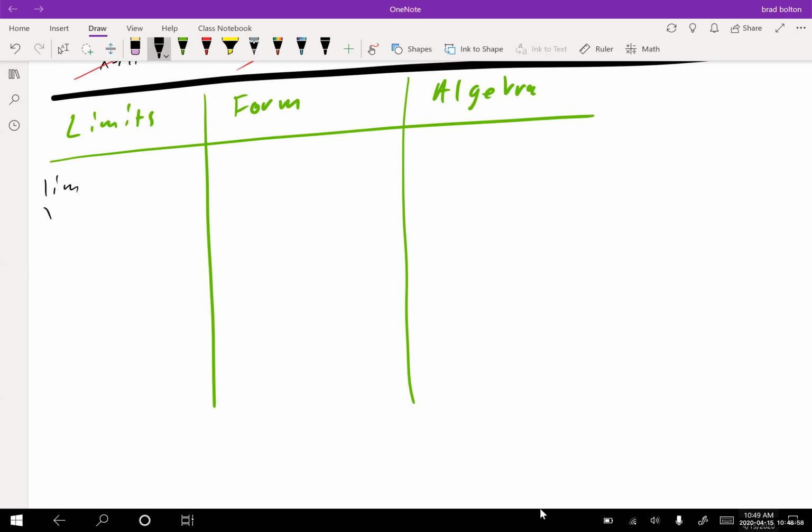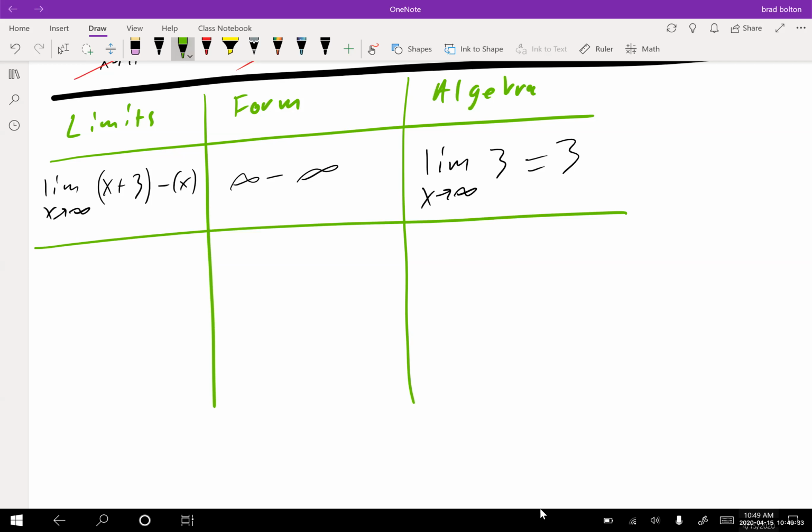The limit as x approaches infinity of x plus 3 minus x. If you were to do this and not try to clean it up, you would end up with infinity minus infinity, and we don't really know what infinity minus infinity is. But we could have done some cleanup first and combined like terms, and the x minus x would become 0, so we would just be looking at the limit of 3 as x approaches infinity, and that's just 3.